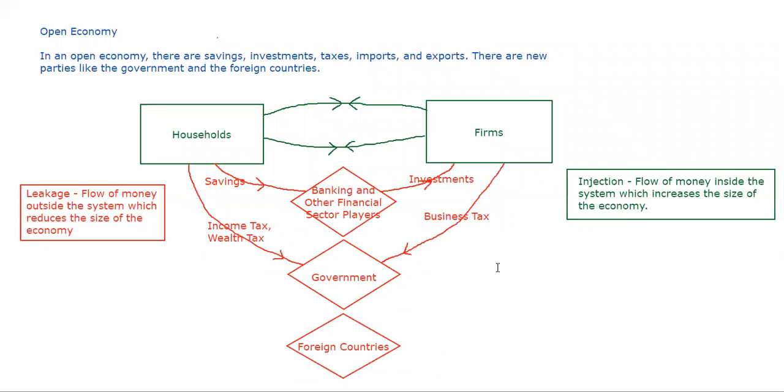Now, both of these taxes, whether they come from households or firms, they are leakages because they will decrease the size of the economy. But it'll come back. It'll come back for sure. It'll come back in the form of injection, in the form of government expenditures. So this will contribute to the flow in the form of government expenditure.